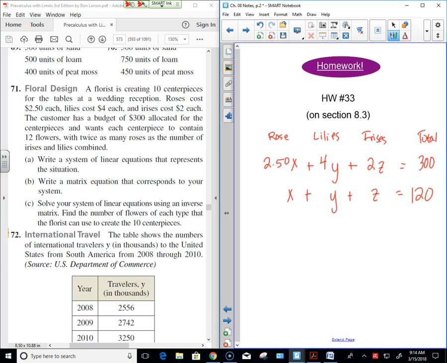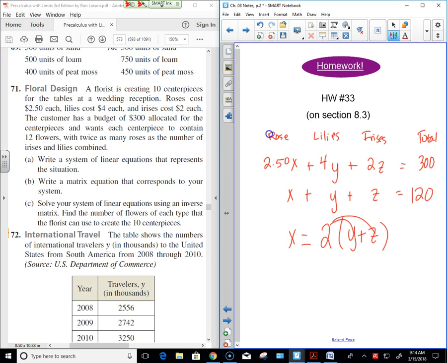Okay. So the number of roses needs to be, right? Number of roses is 2 times as many as irises plus lilies. Does that make sense? But hold on. Wait. You see how nice this has been, right? Do I really want it written like that? No. So I'm going to go ahead and rearrange this.